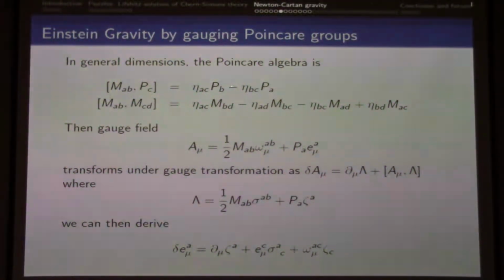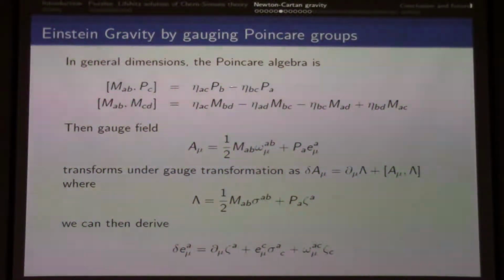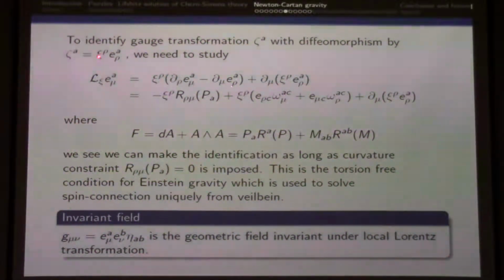What we want to do is identify this C^A as a diffeomorphism, and this sigma^AB as local Lorentz transformations. So I call this the internal gauge transformation, and this part the translation. From this equation, we can solve that the variation of the vielbein is of this form. But on the other hand, we also know that the derivative of the vielbein can be calculated like this. And to identify the diffeomorphism with this gauge transformation in this way, comparing these two equations, we have to set R^P equals 0.